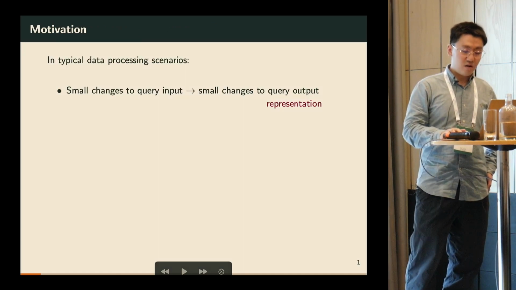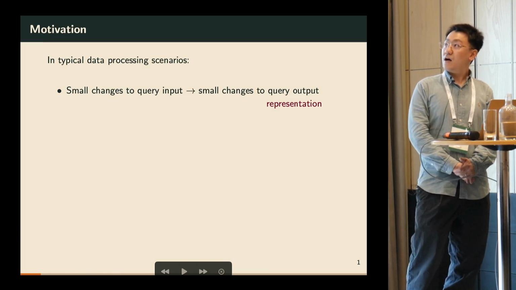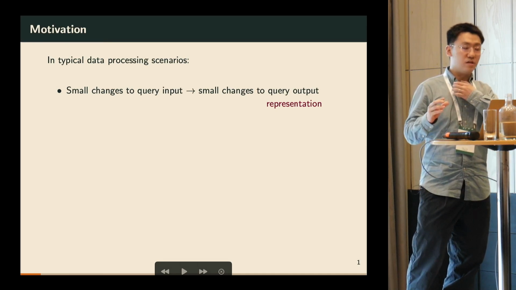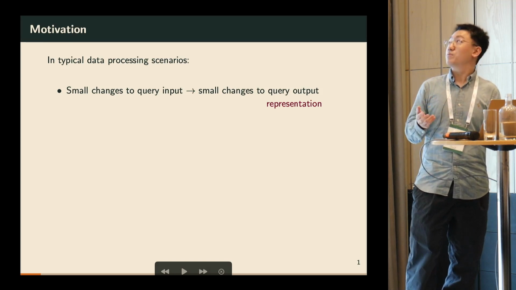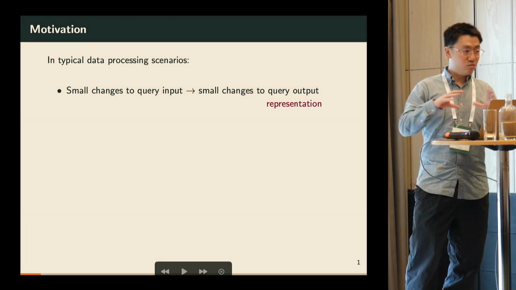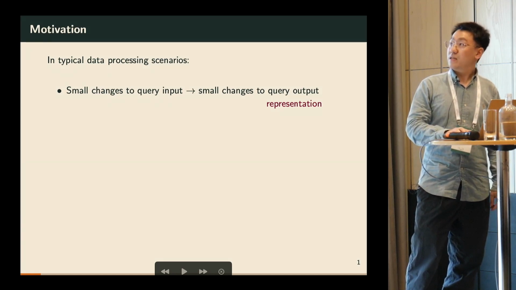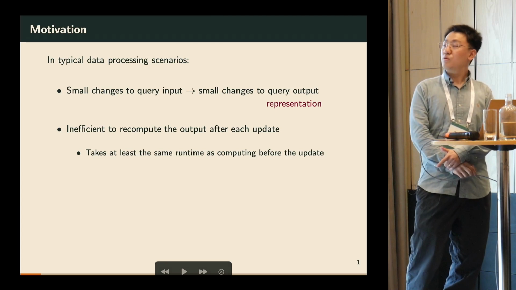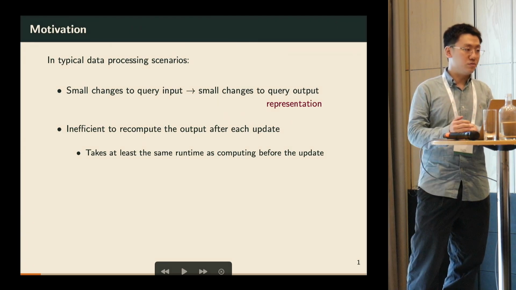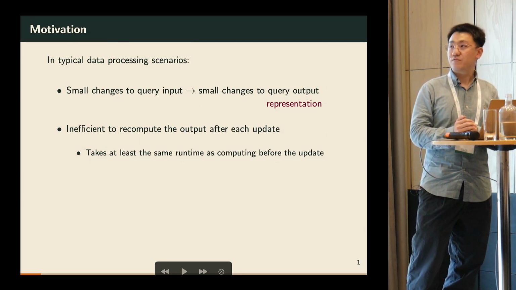Why do we want to solve such a problem? In a typical data processing scenario, we normally have some small change to the query input, and it will lead to some small change in the query output. It doesn't necessarily have to be the fully materialized output, but it can be a representation of the output. So the naive approach to reflect the change is to recompute the query output from scratch. But this can be inefficient because the input data can be very large, and if you compute from scratch, it can be expensive.